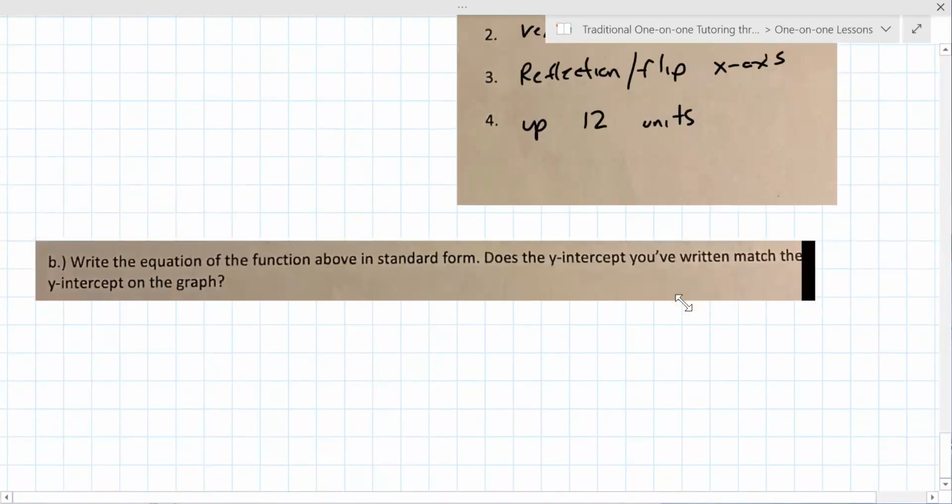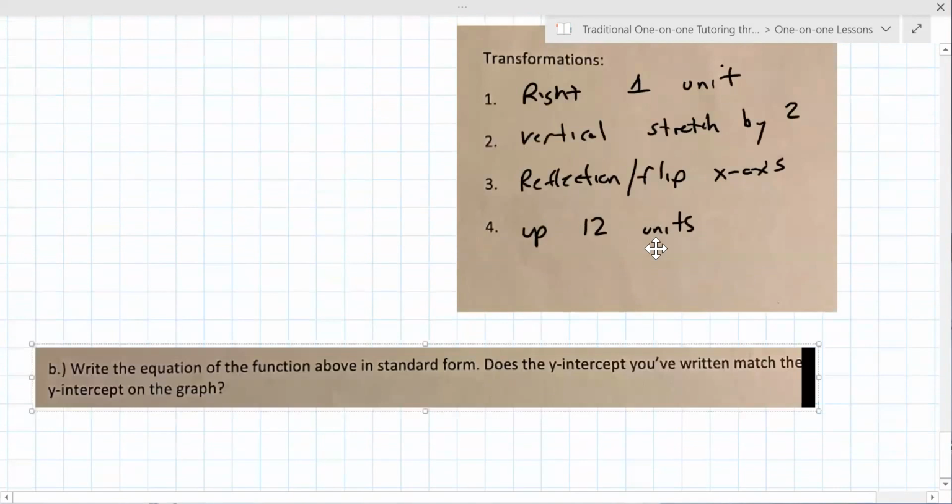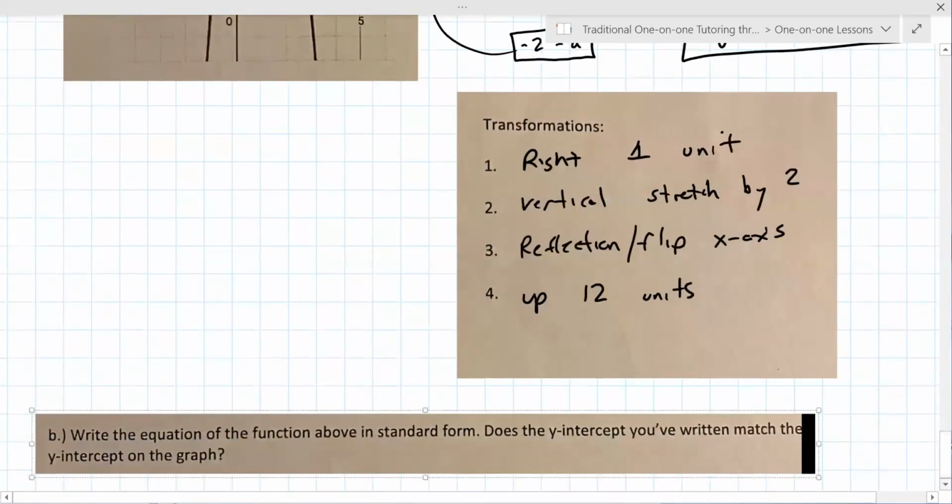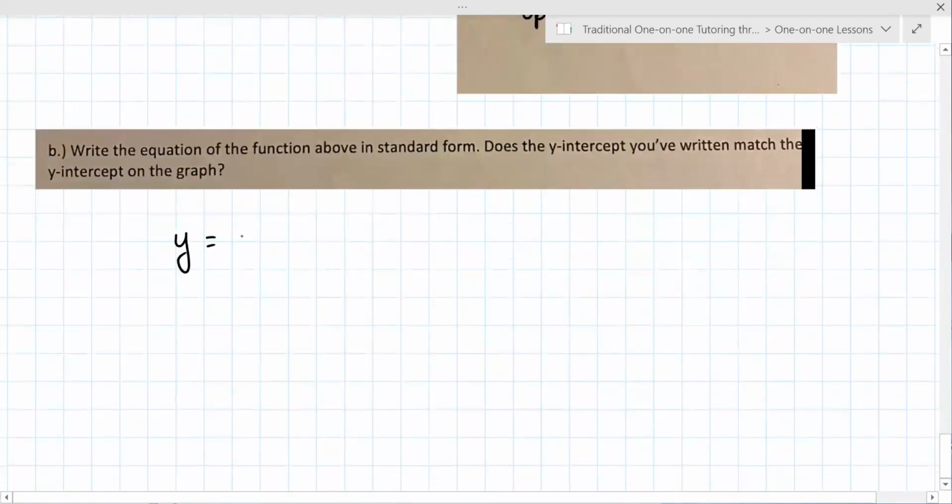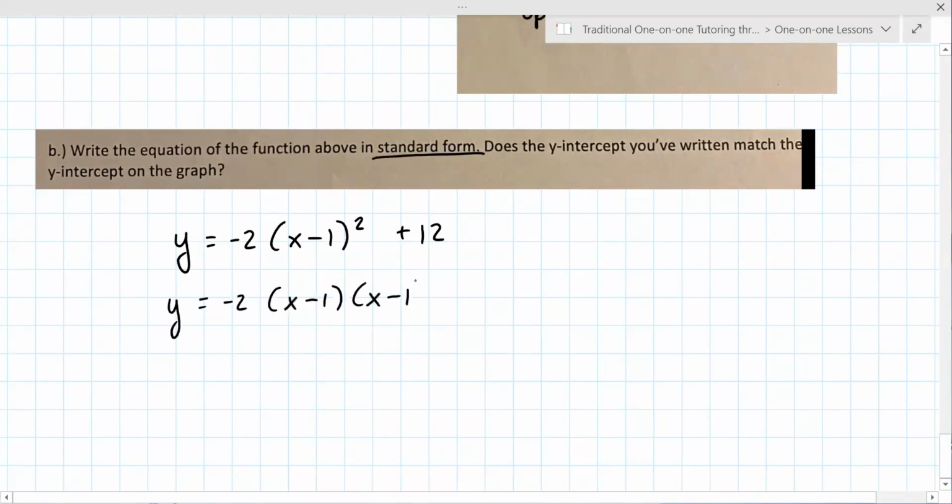All right, so to do part B, it's y equals -2(x minus 1) squared plus 12. To write this in standard form, we have to do the following calculation. It's probably best if you follow along here. We're expanding this binomial, so you write it as (x minus 1)(x minus 1). Go ahead and get these 2 steps down, and then we'll move on to the next one.